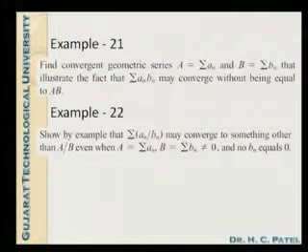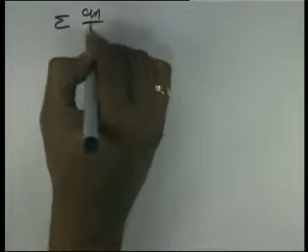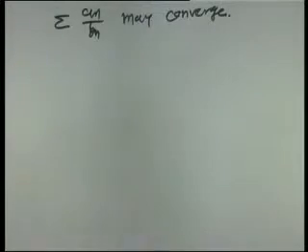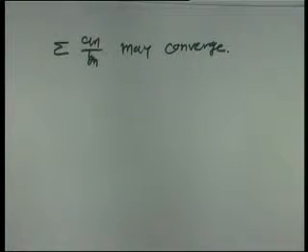Next, in the next example we have to show that sigma an by bn may converge to something other than a by b, even when a is equal to sigma an, b is equal to sigma bn, and no bn equal to 0. So let us consider the same example. Here we have to show sigma an by bn may converge. So what can we take? Can we go with the same examples?